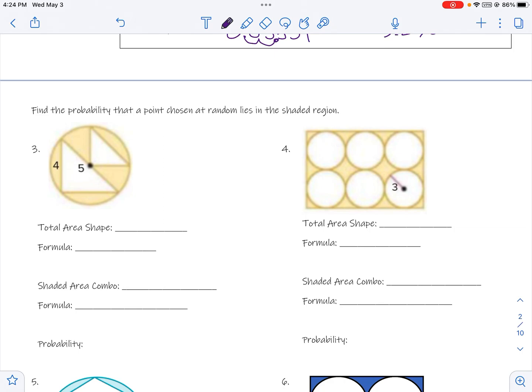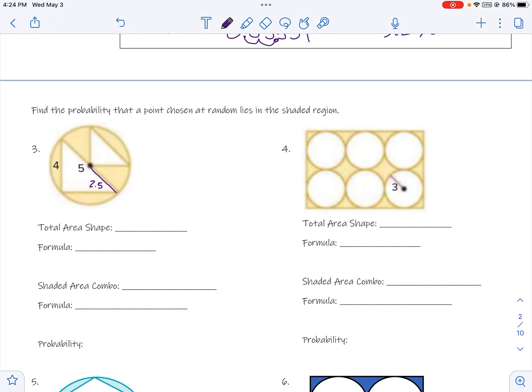Here's what we're gonna have to do. We're gonna have to find the area of the total shape, just like before. So if we find the area of the total shape, oh, this is a little tricky. I see that our hypotenuse is 5 there, but that hypotenuse is also the diameter of the circle. So really, the radius would be 2.5.